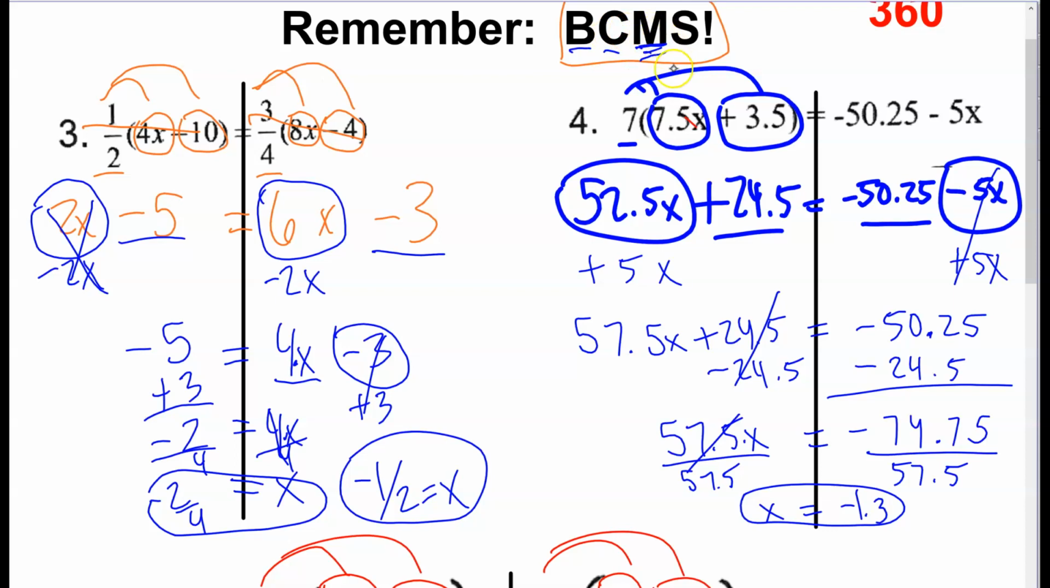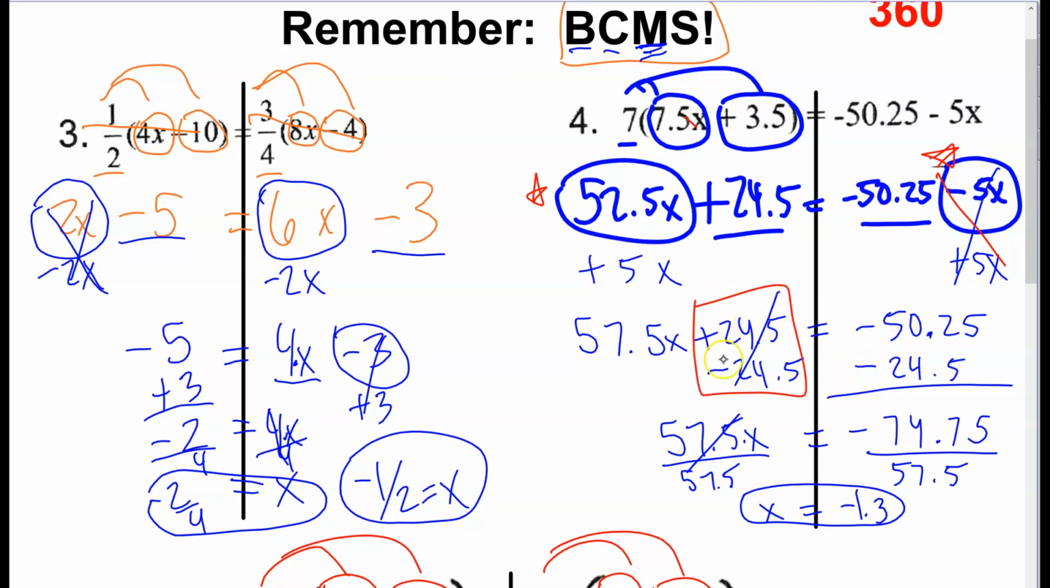This is the big one that's different today, with variables on both sides. So I'm looking at a 52.5x, and I'm looking at a negative 5x. Which one's the lowest in value? Definitely the negative 5x, lower in value than 52.5. So that's the one I'm looking to move. I want to move that to the other side with the other x term. So in order to get rid of a negative 5x, I add it to both sides. Get rid of it over here, add it to both sides. So now I'm left with 57.5x plus the 24.5, and then the only thing that was left on this side is that negative 50.25.